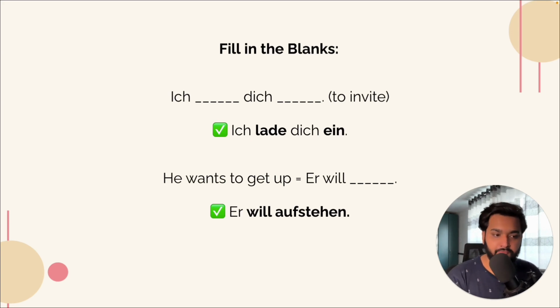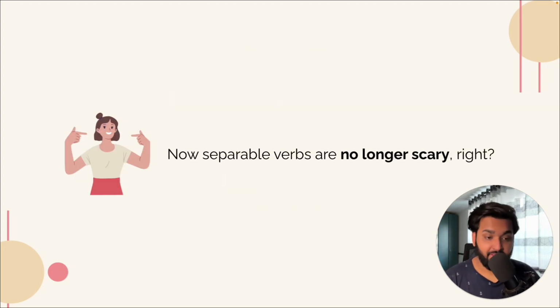I see many of the new learners make this mistake that they exchange the verb between aufstehen and aufwachen. These are two separate verbs. Aufstehen means to get up and aufwachen means to wake up. Both are different. If you just wake up, you can use the verb ich wache auf. And if you're getting up from the bed, you say ich stehe auf. And with all of that, now separable verbs are no longer scary, right?